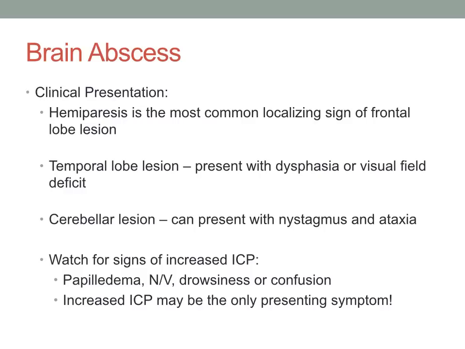Now you need to look for signs of ICP. Well, that is like in every central nervous system process that we've talked about so far. Why? Because we don't want the brain to herniate. So papilledema, nausea, vomiting, changes in mental status, all you need to be thinking about increased ICP in these patients.